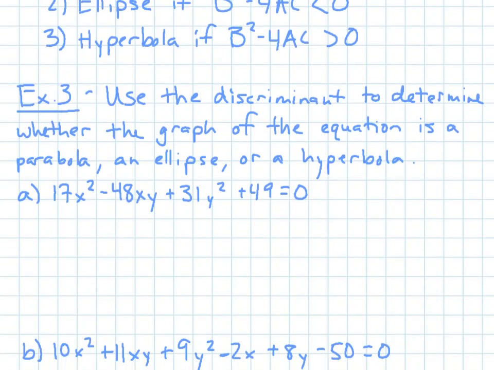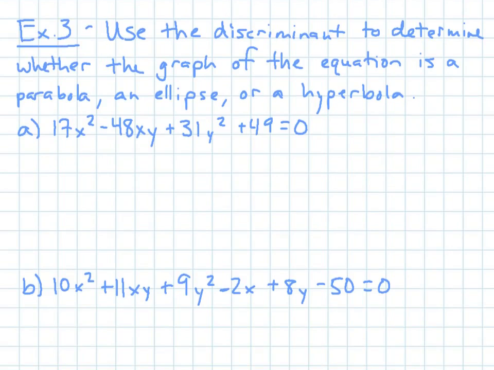So example 3 says we want to use the discriminant to determine whether the graph of the equation is a parabola, ellipse, or hyperbola. So letter A, now just because you're going to be given a D, an E, an F, or maybe one of them, or all of them, or none of them, okay? So we don't care about that. So like 49, I don't care about number 49, okay? I'm only concerned with my A, my B, and my C. So I plug those in.